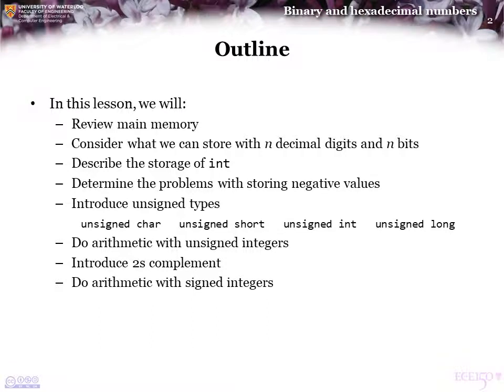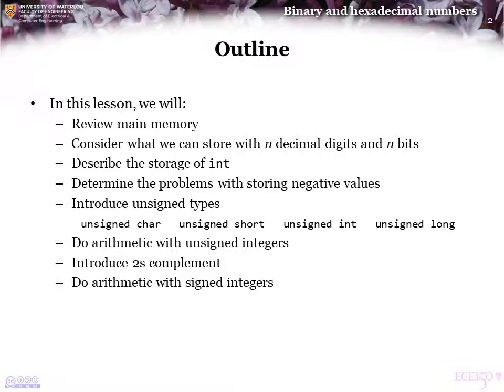So in this topic, we'll start by reviewing main memory and the fact that we can only store bits, which are actually stored as voltages or potential differences. Then we will consider what we can store with n decimal digits and then n bits. We will then look at the storage of int. We will see that there is a problem with how we store negative numbers. So instead we will start by looking at unsigned types, specifically unsigned char, unsigned short, unsigned int, and unsigned long. And if you're using a Microsoft compiler, unsigned long.